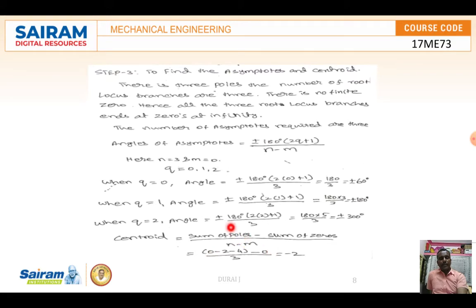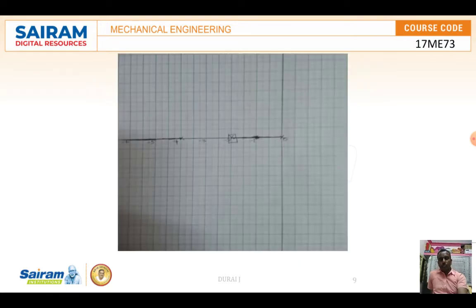This is divided by n minus m, where n is the number of poles and m is the number of zeros. The number of poles is 3 and the number of zeros is 0, so 3 minus 0 becomes 3. Simplifying this, you can get minus 2. That minus 2 I am going to mark with a square mark wherever minus 2 comes, so I mark it over here as minus 2.